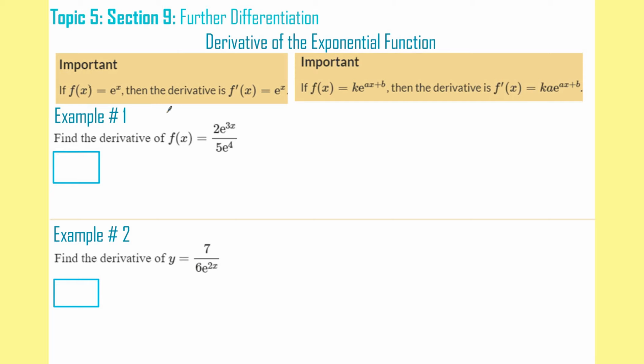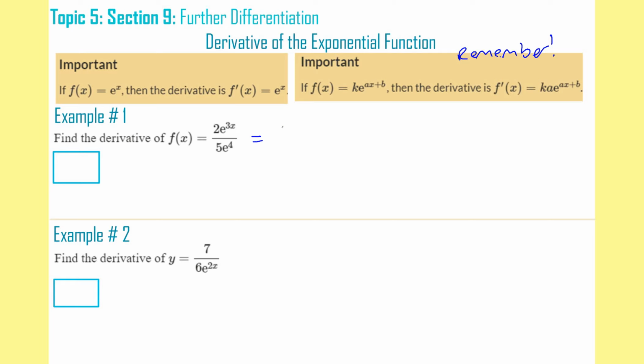Now, on the left-hand side, this is what they give you in the formula booklet. This is what they don't give you, okay? So you need to remember this. I know I just erased it, but write it down. It's important, okay? Now, let's do an example.